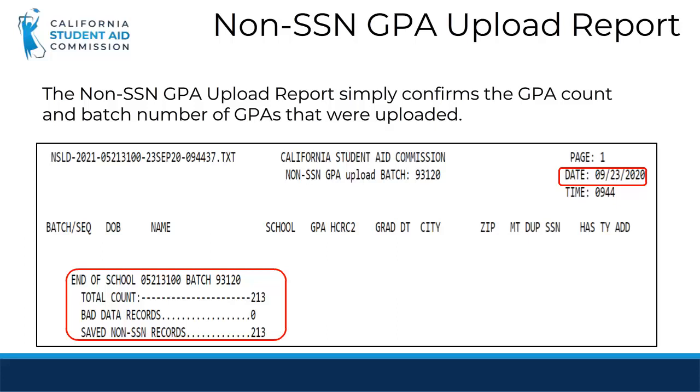For the Non-SSN GPA upload report, you will notice that it provides the date that the batch was uploaded in the top right-hand corner. The batch number and the total count of GPAs is listed on the bottom of the page. The batch number will be important if you need to contact school support to delete duplicate batches.